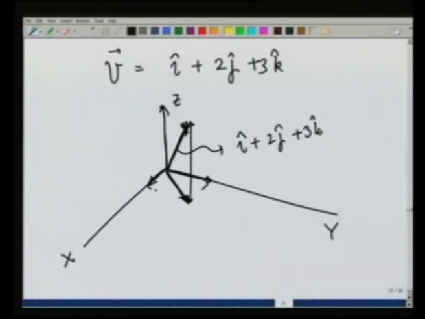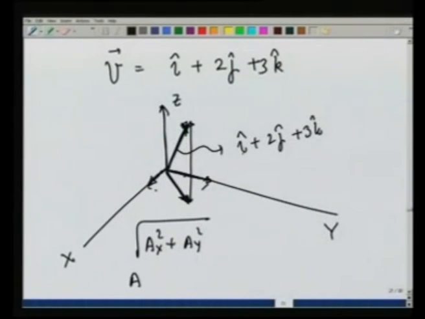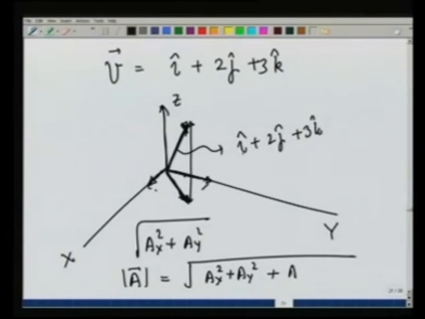How about the magnitude of this vector? You can see that I can first add these two, get the magnitude of this, that would be square root of a x square plus a y square, and then again add a perpendicular vector to it, which will be a z. So, the net magnitude would be square root of a x square plus a y square, and then a perpendicular component a z, add them all up and take the square root. This is the magnitude of the vector, and you can see that direction is easily seen and visualized by making the vector using these unit vectors.